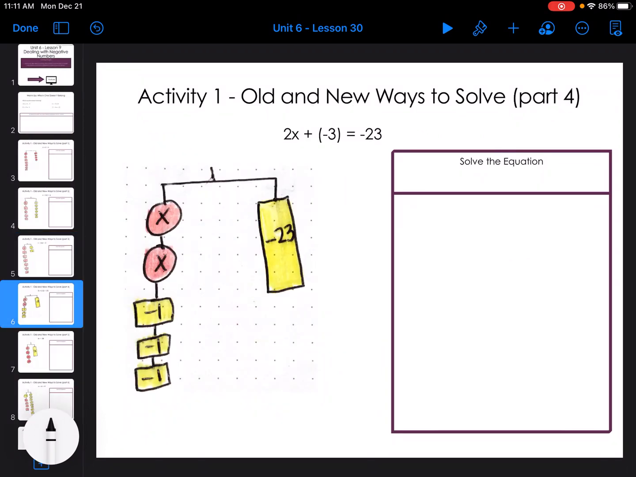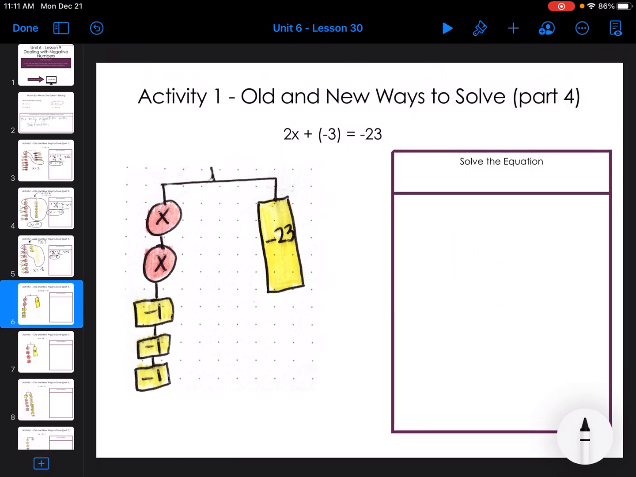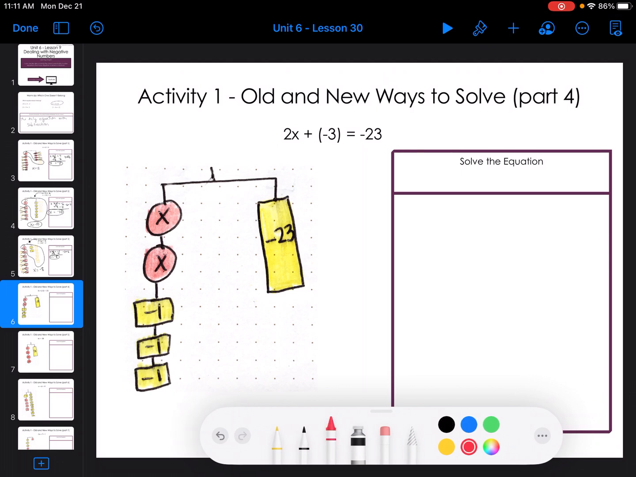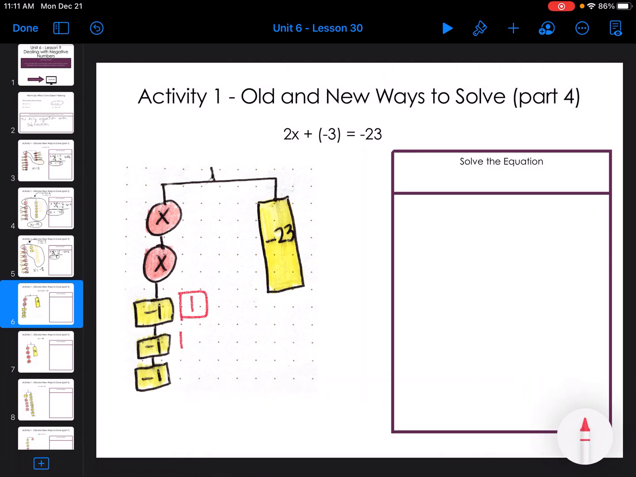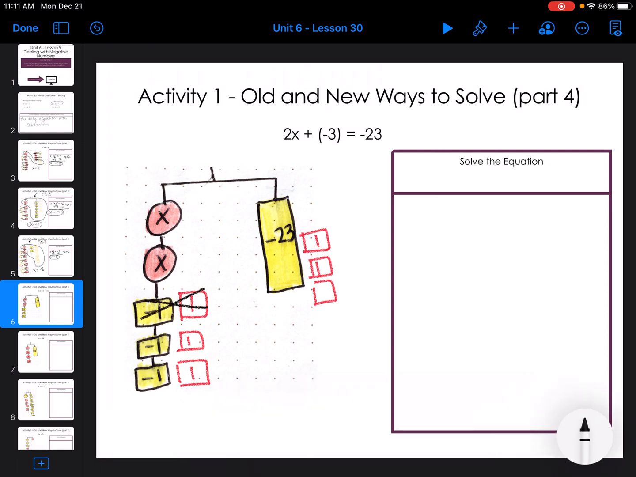All right, so now I'm adding a new step to this. So I have 2 x's instead of just 1. So the first thing I have to do is zero out. So I have to actually add positive 1s. All right, so I'm going to add 3 positive 1s to this side. So now I'm going to use my 0 pairs. So that's 1, 2, 3.